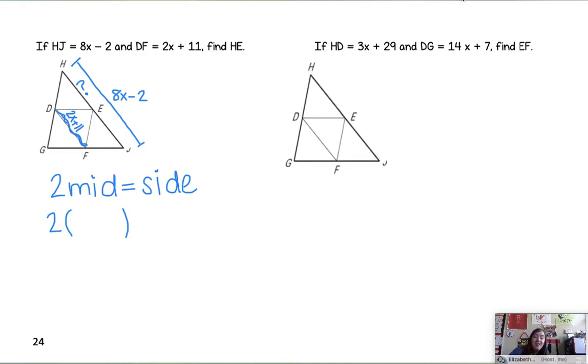Yeah, good deal. So my midsegment there is going to be 2x plus 11. So that will go in for my midsegment, just like before. And what goes in for the other side? Beautiful. Yeah, so my last side, or my third side, is that 8x minus 2. Very good.